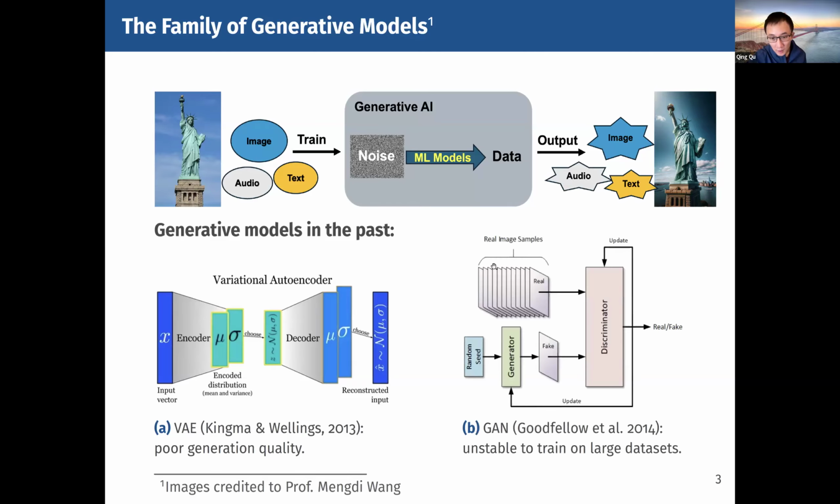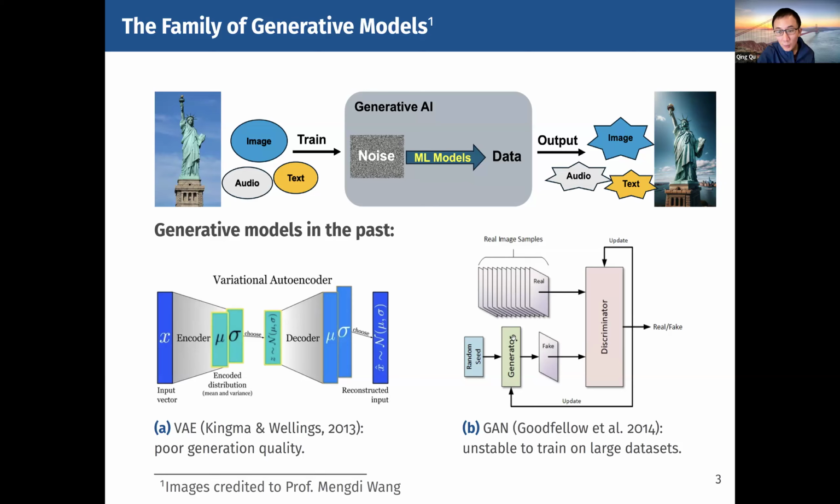One year later, people introduced the GAN-based method. In generative adversarial networks, we train a generator and a discriminator at the same time, where the generator generates fake images and the discriminator tries to distinguish between the real and the fake.